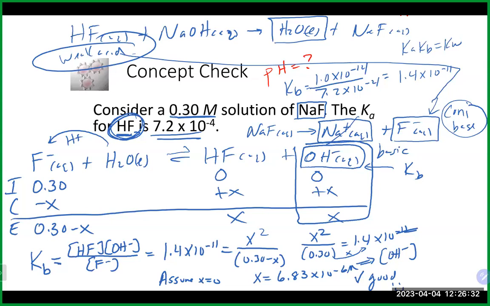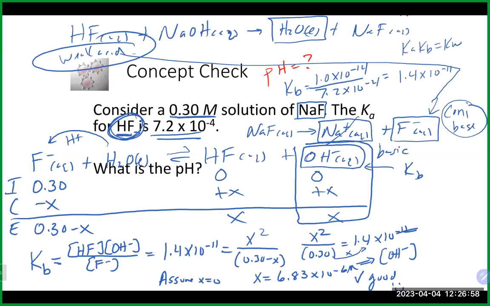All right, so that's going to give us our pOH here. And maybe I'll just go on the next page here. I'm sorry? This part right here. I multiplied the 0.3 to the other side, and then I took the square root.